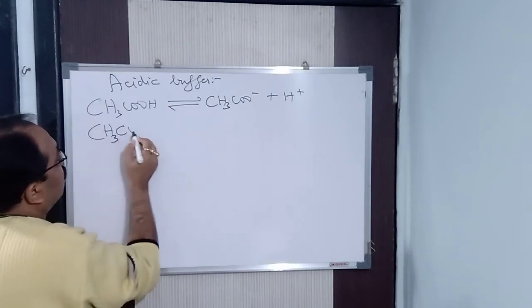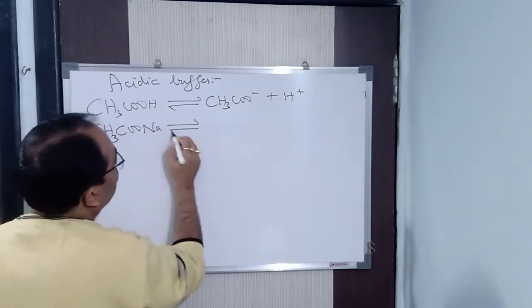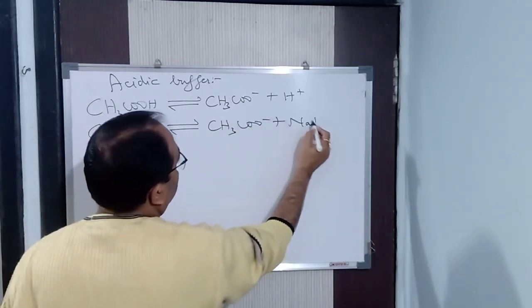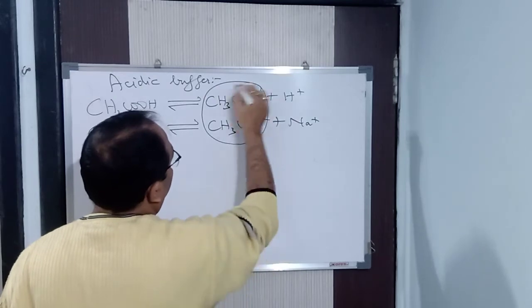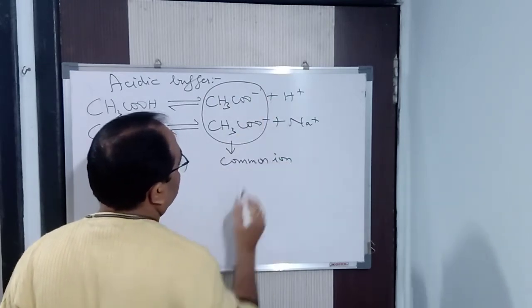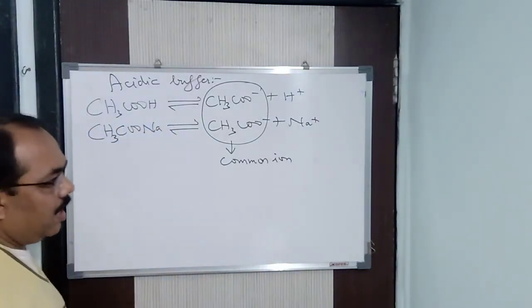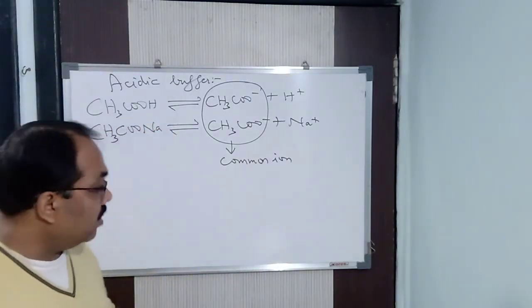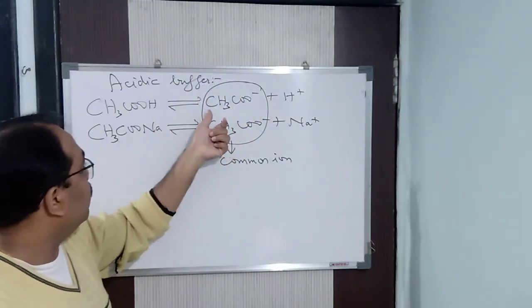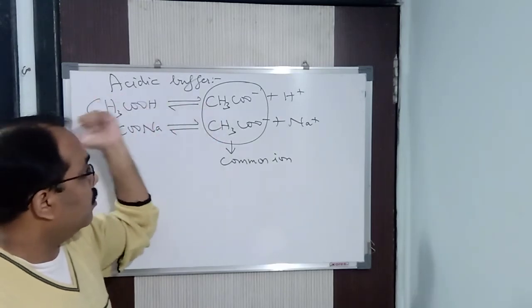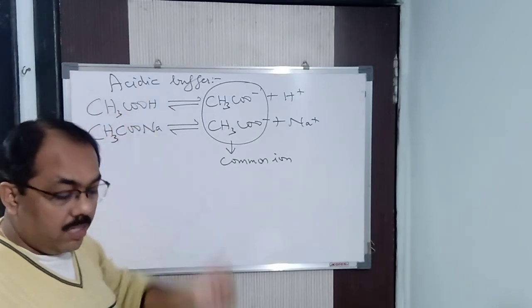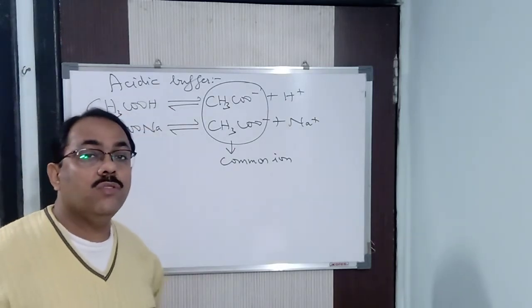So let us say CH3COONa. It will dissociate to give CH3COO minus plus Na plus. Now you can see there is a common ion, the CH3COO minus ion. Due to the common ion effect, the concentration of the product increases and the equilibrium is favored in the backward direction, that is toward CH3COOH, and hence it acts as a buffer solution.